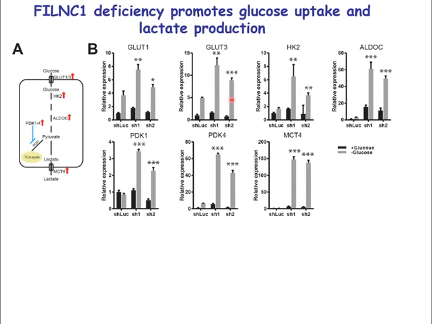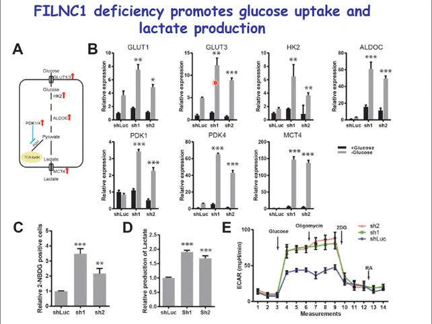So what we found is that many genes involved in glycolysis and also lactate production or secretion are dramatically upregulated in those knockdown cells. And this is associated with increased glucose uptake, increased lactate production, and also increased extracellular acidification rate. So this is an indication of the Warburg effect.